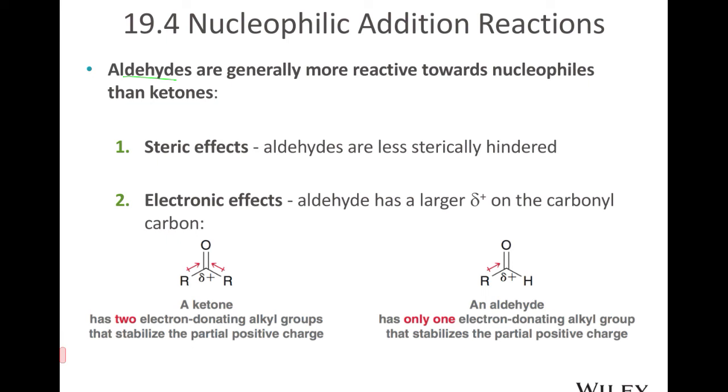And the second one is electronic effects. If you remember, alkyl groups are electron donating, so they're going to pour electron density into that positive charge and stabilize it, whereas the aldehyde only has that stabilizing effect occurring on one side of the carbonyl carbon. Thus, it's going to be more electropositive and more open to attack from a nucleophile.